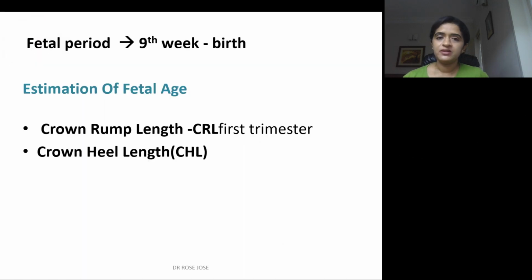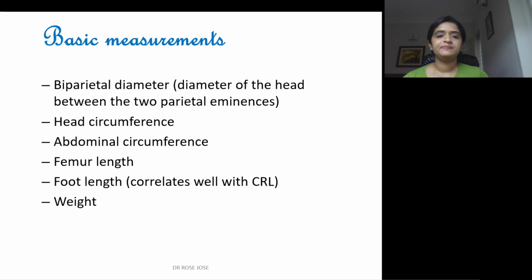We know the fetal period is from 9th week till birth, and the estimation of fetal age is usually done by measuring the crown rump length, which is usually taken in the first trimester, and you have the crown heel length. Now coming to the basic measurements which we see, one is the biparietal diameter of the head between the two parietal eminences. Then you look for the head circumference, then the abdominal circumference, then the femur length, then the foot length, which correlates with the crown rump length, and of course the weight.